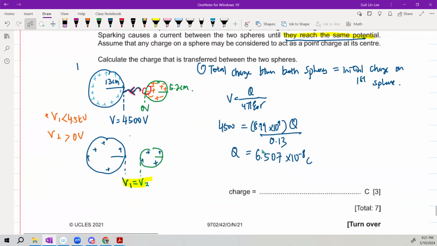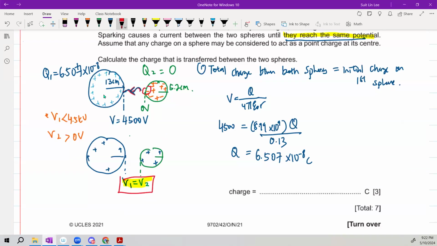I know that eventually this charge Q1 is your 6.507 times 10 to the power -8, but Q2 is 0. So I know Q2 will have more charge and I know Q1 will have less charge. I just don't know by how much. The second thing I know is this one.